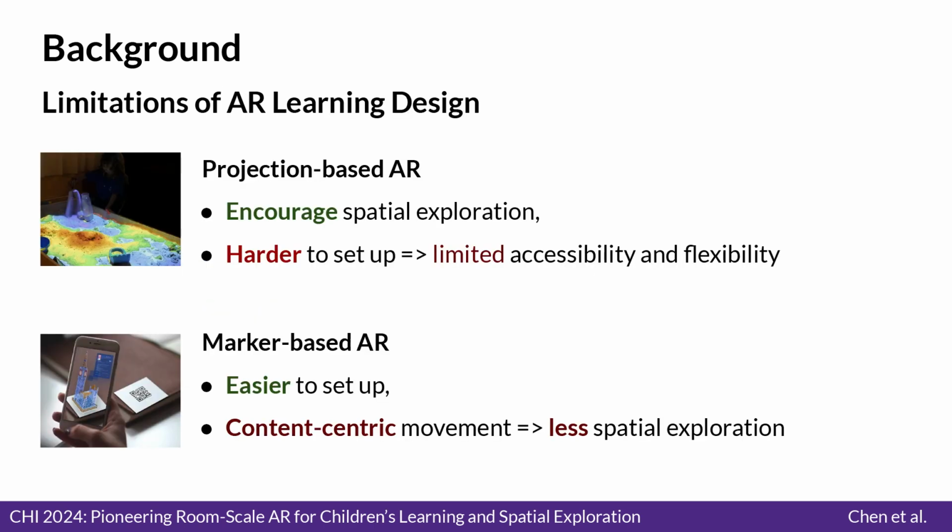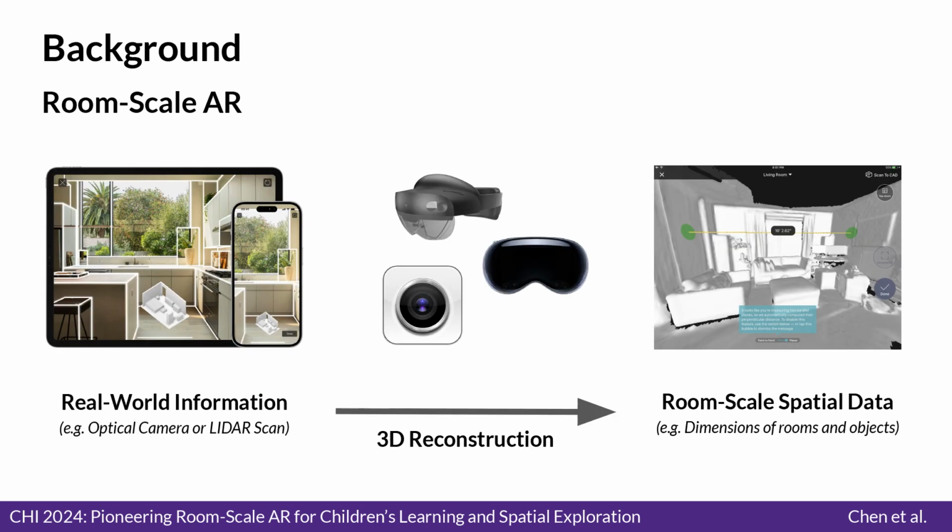Yet, projection-based AR is challenging to set up. Often, researchers or practitioners have to go through laborious calibration processes to ensure the alignment between the digital and physical worlds. Marker-based AR is easier to set up, but less connected with the physical world. Hence, prior studies found that marker-based AR often led to users' content-centric movement patterns and less spatial exploration.